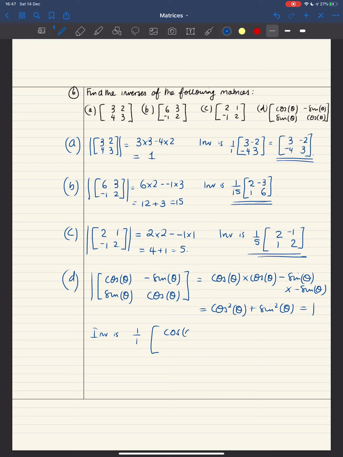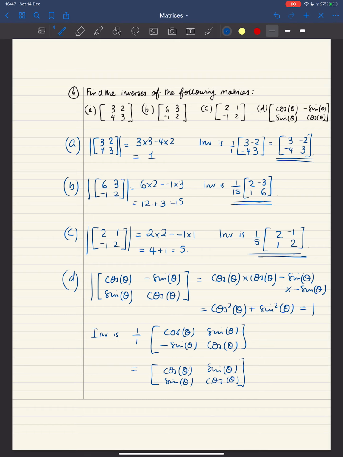Swap the first two. Change the sign of the other ones. And that's all it is. So it's cos theta, minus sine theta, sine theta, cos theta.